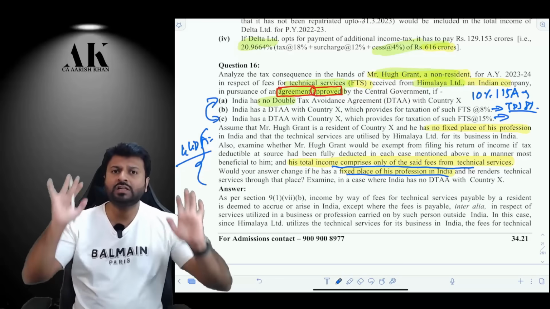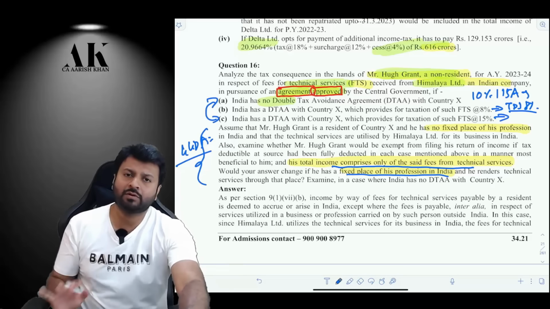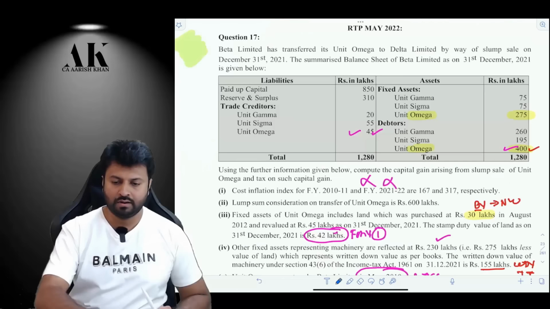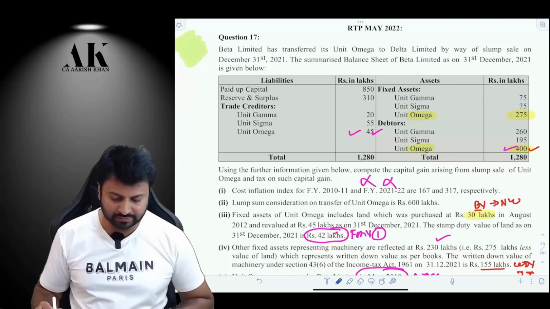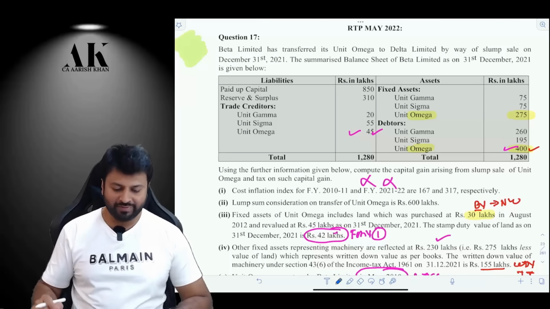They have to maintain books of account. They also have to conduct tax audit as per the provisions of 44AB. Okay. So let's go on to the next RTP, that is May 2022 RTP. This is the fourth RTP which we are doing over here.